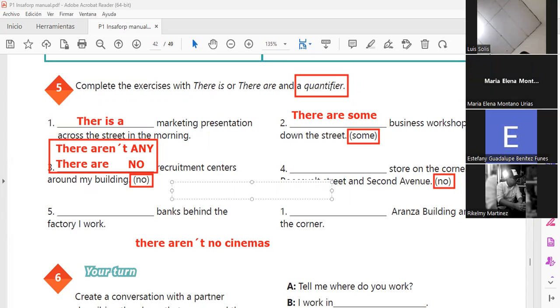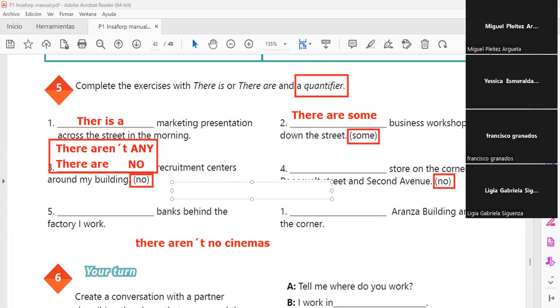All right. There are banks behind the factory I work. All right, so I need a quantifier. There are some banks. Okay, there are some banks behind the factory I work. Excellent. Very good, Lena. Good job. Now let's continue with Francisco Granados, the last one.